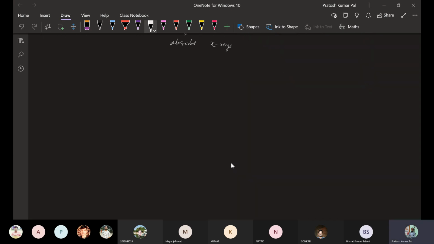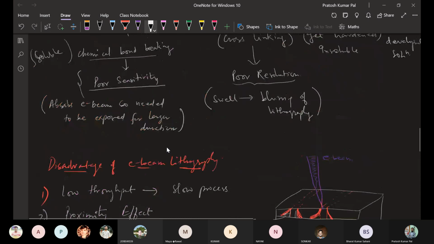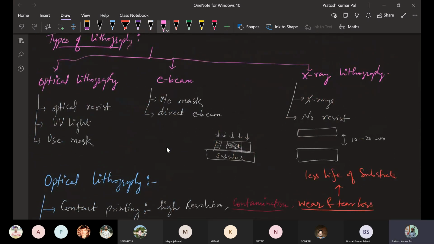One more type of lithography is there. The next type of lithography, the fourth one, is called ion beam lithography. So previously we have seen three different types. One more type is there, that is called ion beam lithography.